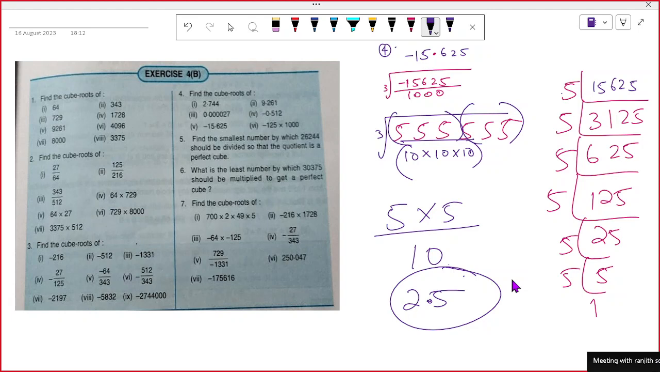Fine. Fifth and sixth, we'll do it later. Seventh question. Any one question? Which one shall we try from the seventh main?